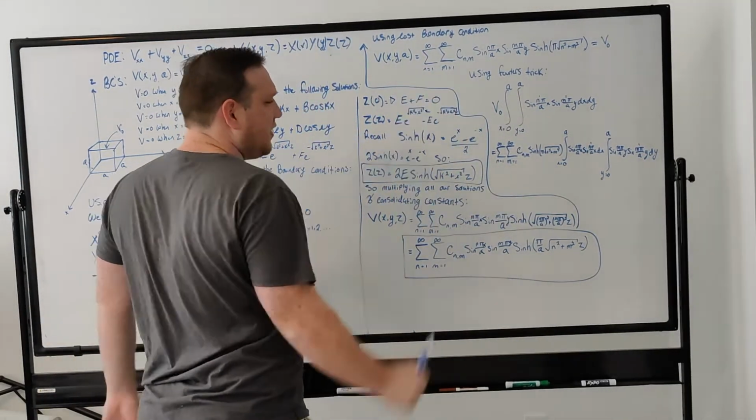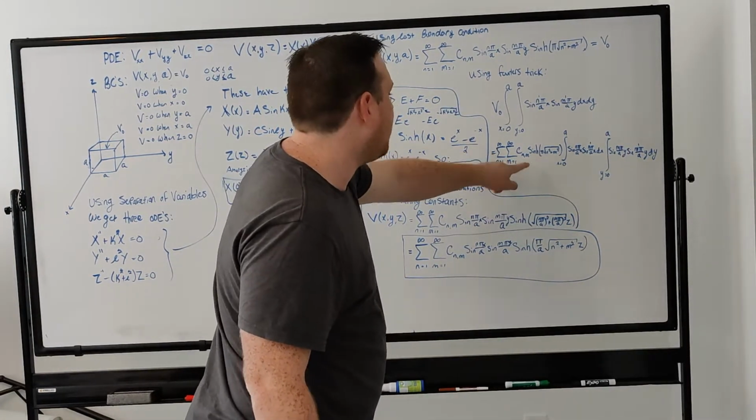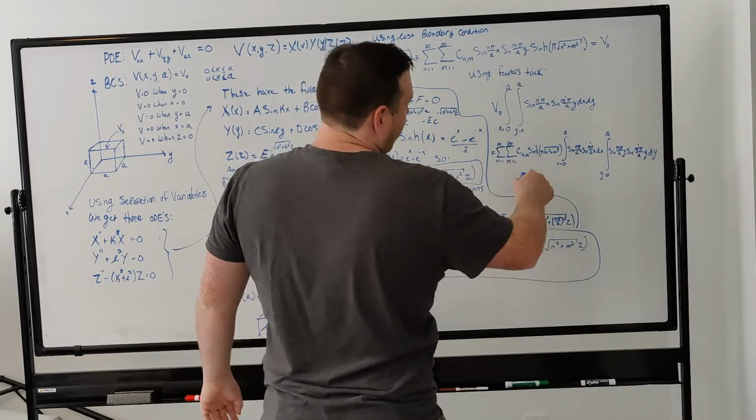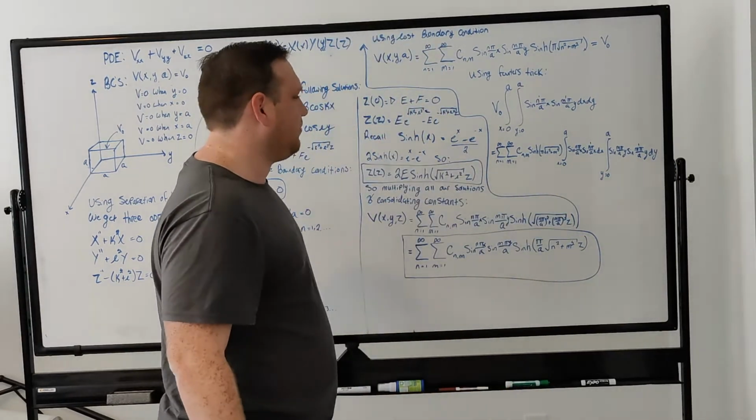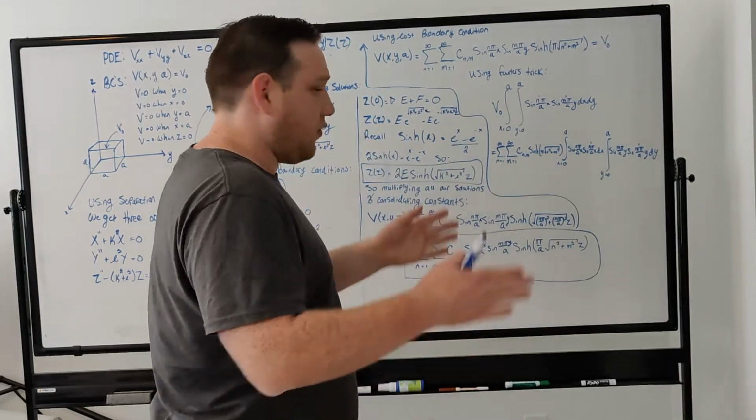Looking at the right side, we have our summations and the term we're trying to solve for, and then I pulled out the hyperbolic sine term because it's just a constant. And then I grouped the two integrals here for x and y.